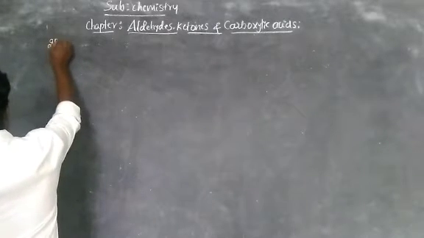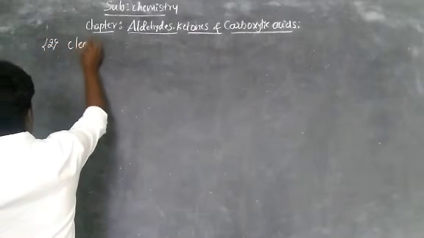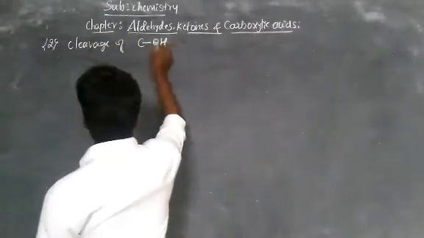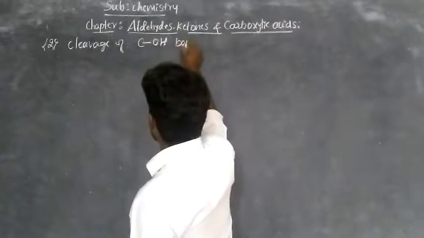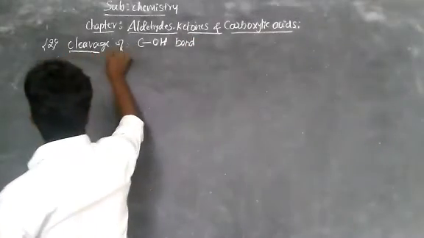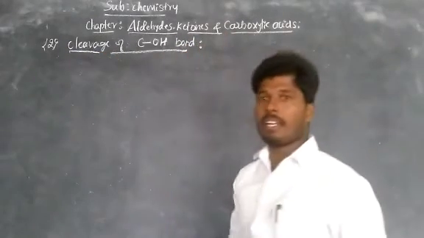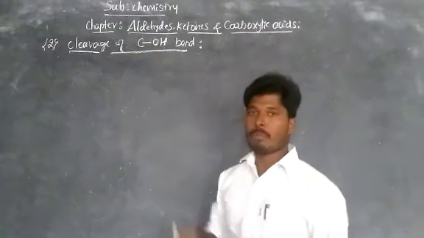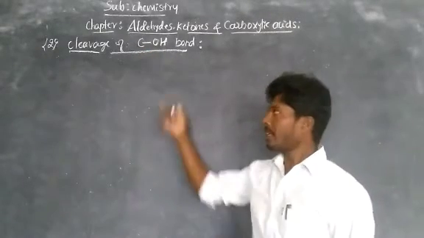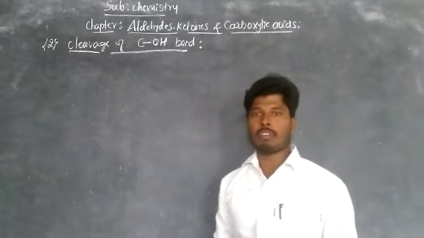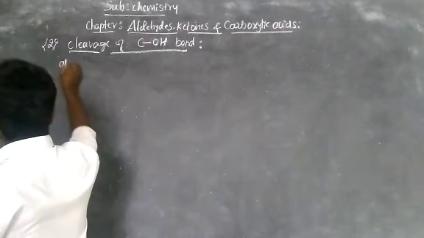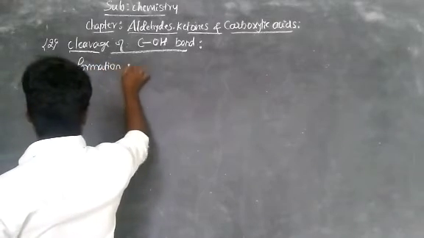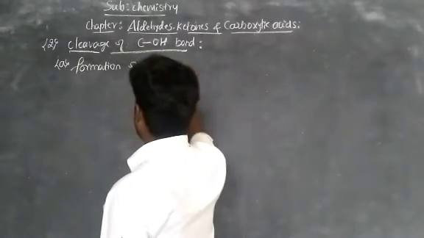The second chemical property is cleavage of the C-OH bond, this one. There are various chemical reactions to study cleavage of the C-OH bond. Now the first chemical property under that is formation of anhydrides. Let's take formation of anhydrides.